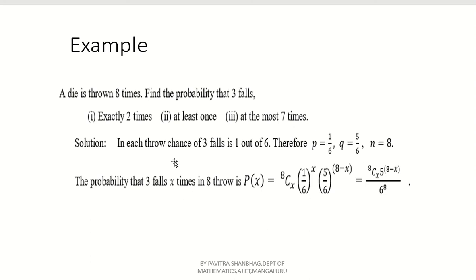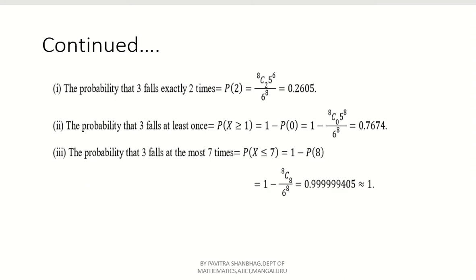Now the first case, exactly 2 times. What is the meaning? X represents the probability that 3 falls. That's it. So when x equal to 2, P of 2 equal to 8C2, 1 by 6 power 2, 5 by 6 power 8 minus 2, that is 6. If you simplify, what you will get? See here, 0.2605.